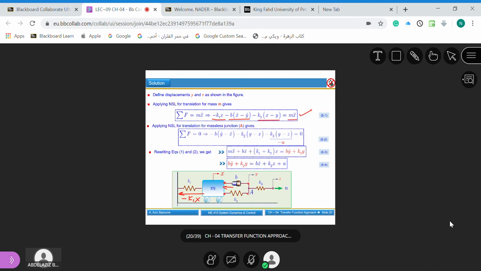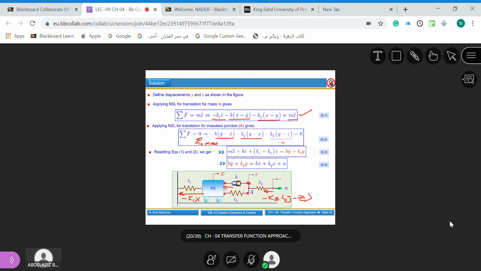If we take the junction A here, we will write sigma F is equal to zero, because there is no mass. So we will have minus B(y dot minus x dot), minus K2(y minus x), and then minus K3(y minus z), which is the motion. This K3(y minus z) is simply minus u here. If you look at it, it will be a force that is coming this way, which is equal to minus u. This is minus K3(y minus z).